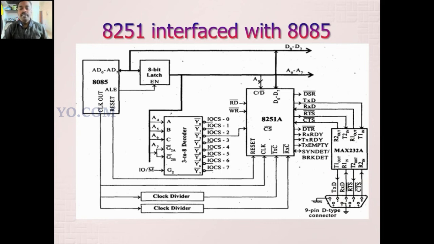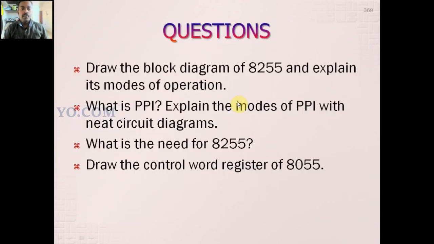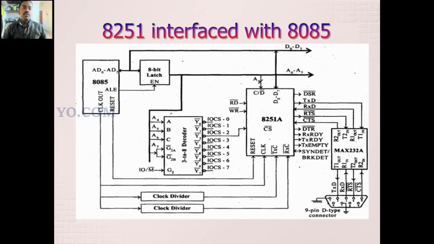So actually this is a COM port. What is a COM port? Do you know the COM port? Behind your CPU we have the COM port, near the VGA port. By using the COM port we can interface a microprocessor and microcontroller with a computer. Okay, right? This is the interfacing.